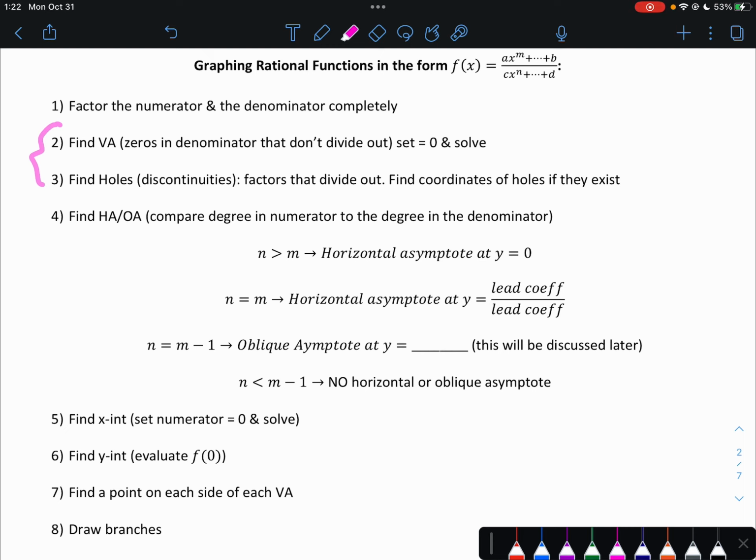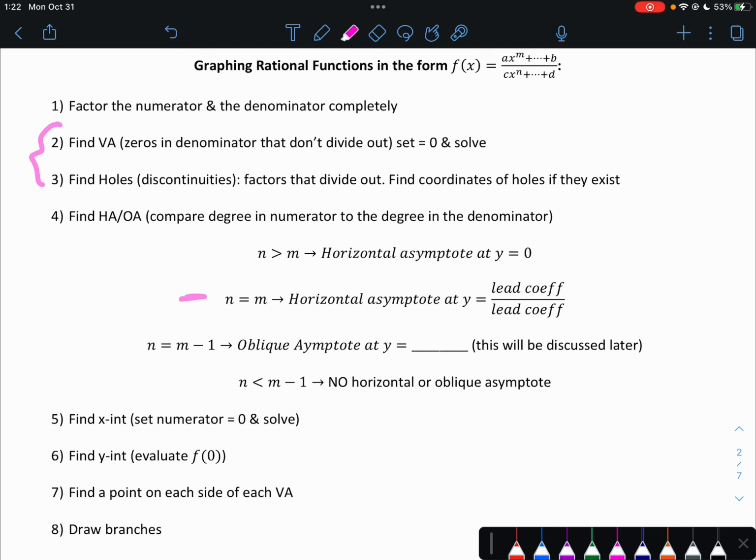Then we'll find a horizontal asymptote or an oblique asymptote. We're just going to do horizontal today. Oblique will come later, but here's how you know if it's horizontal or oblique. If the denominator's degree is higher, we call it bottom heavy, and the horizontal asymptote is y equals 0.